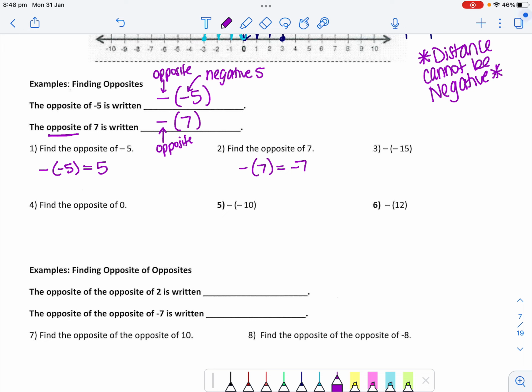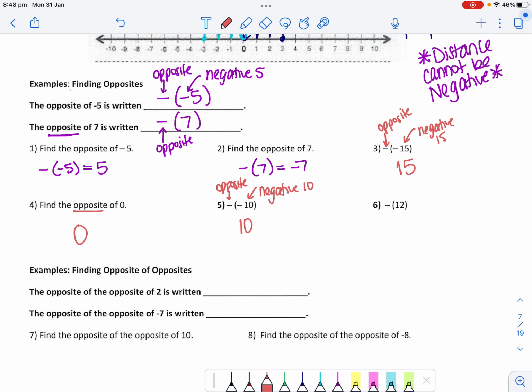Number 3, now I'm just giving you that mathematical representation of it. So this is opposite, and then this is -15. So I'm going to read this as, what is the opposite of -15? The opposite of -15 is +15. Now, the opposite of 0 is just going to be 0 because there is no opposite of 0. 0 is not positive or negative. Number 5, this is the opposite of -10. So the opposite of -10 is +10. And then this is the opposite of 12, which is going to be -12.